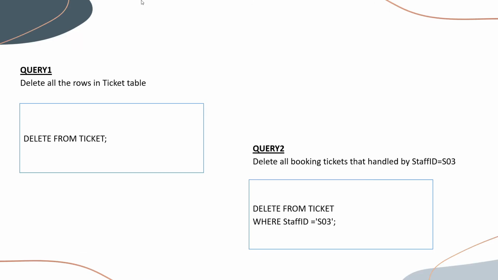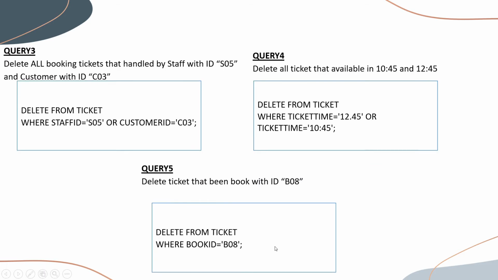For query 1 for the delete statement, we want to delete all the rows in the ticket table. Then we want to delete all booking tickets that were handled by staff based on staff ID. Next, we want to delete all the bookings handled by staff based on their staff ID, and all bookings made by customers based on their customer ID.